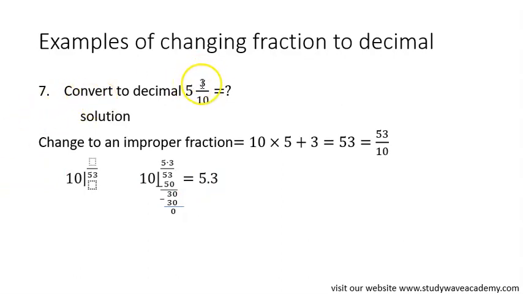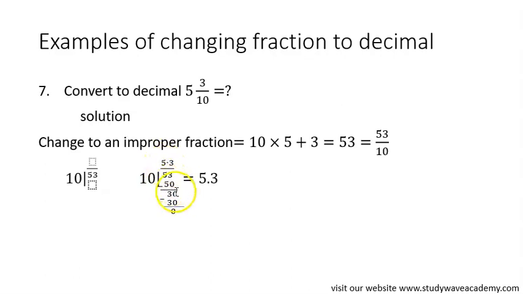Our next example, we have convert 5 and 3 over 10 to decimal. This is a mixed fraction, so you change to an improper fraction first. So it is denominator times whole number plus numerator, which is 10 times 5 plus 3. It will give us 53, and we maintain our denominator, right? So it's 53 over 10. Then we use the long division method to get our point. Write 10 and 53. 10 in 53 is 5 times. So 5 times 10 is 50. Write 50 under the 53. 53 minus 50 will give us 3.